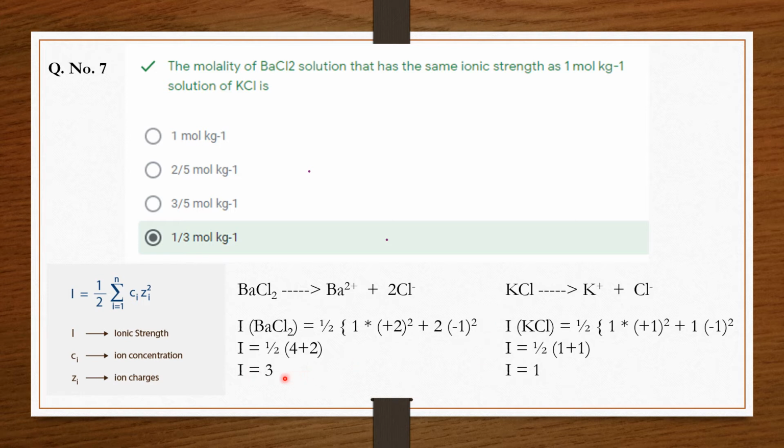So if we solve this, we will get the ionic strength of barium chloride as 3, and in the case of potassium chloride, if we follow the same formula, it comes as 1. That means if you take 1 mole of barium chloride, its ionic strength is 3, and if you take 1 mole of KCl, its ionic strength is 1. So if these two ionic strengths have to be equal, we must take 1 by 3 moles of barium chloride. So that's the answer for this question.